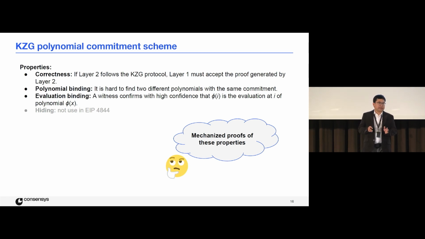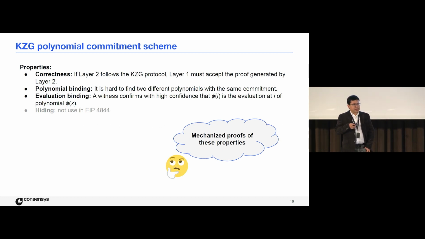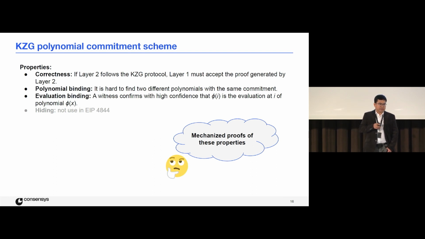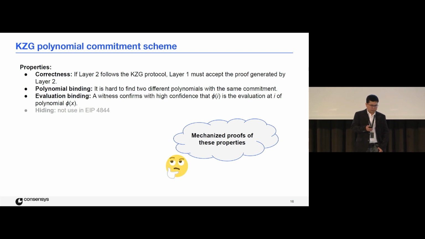You don't need to understand the definition of these properties. The only thing I want to focus on here is that these properties are guaranteed by manual proof, and our target is to write mechanized proofs that can be double-checked by computers.